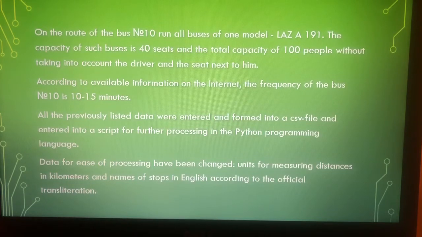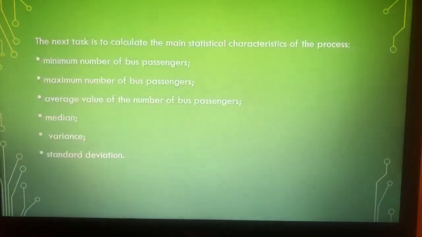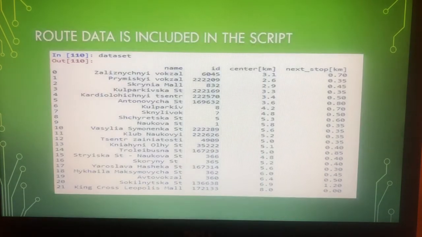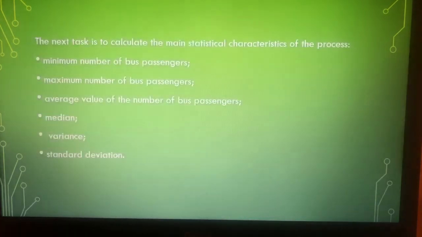All route data were entered from the internet into a CSV file and prepared for further processing in the Python programming language. For processing, the units were changed for the measured distances into kilometers, and the names of stops into English according to the official translation. So on this slide you can see the route data included in the script.